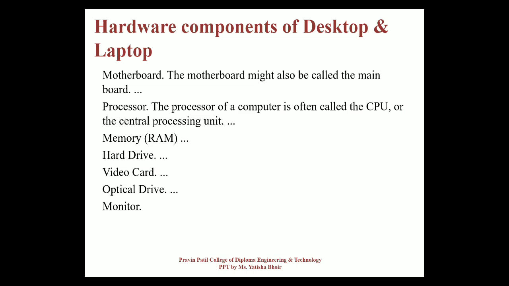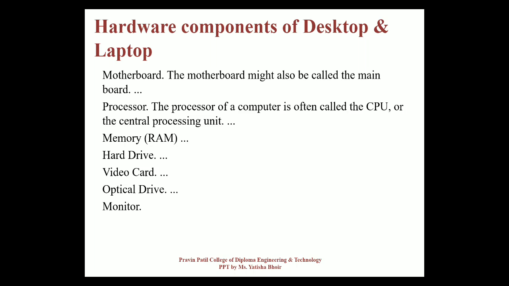So next is the processor. The processor of a computer is often called the CPU, or the central processing unit. So the processor might be Intel or IBM's processor. Okay. Now the next is the memory. Memories are different, like RAM and ROM. RAM is random access memory. ROM is read-only memory. So these are the memories used to store the data.